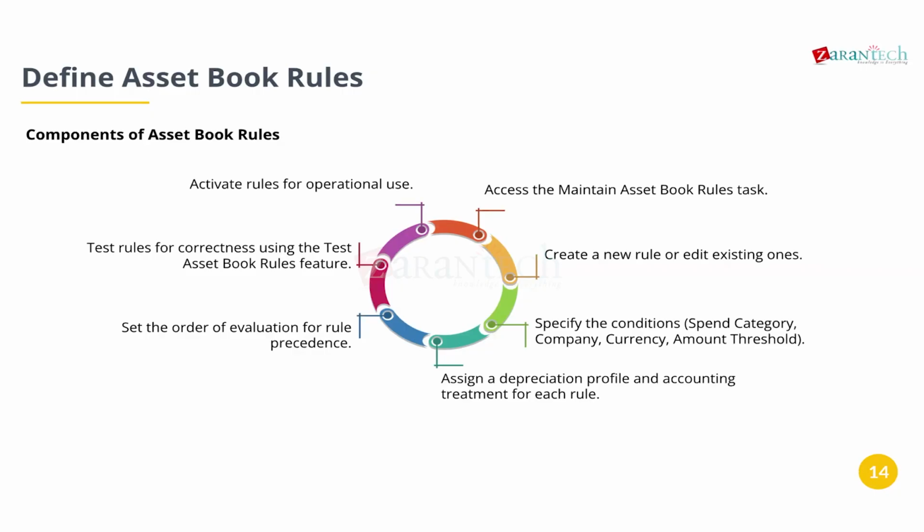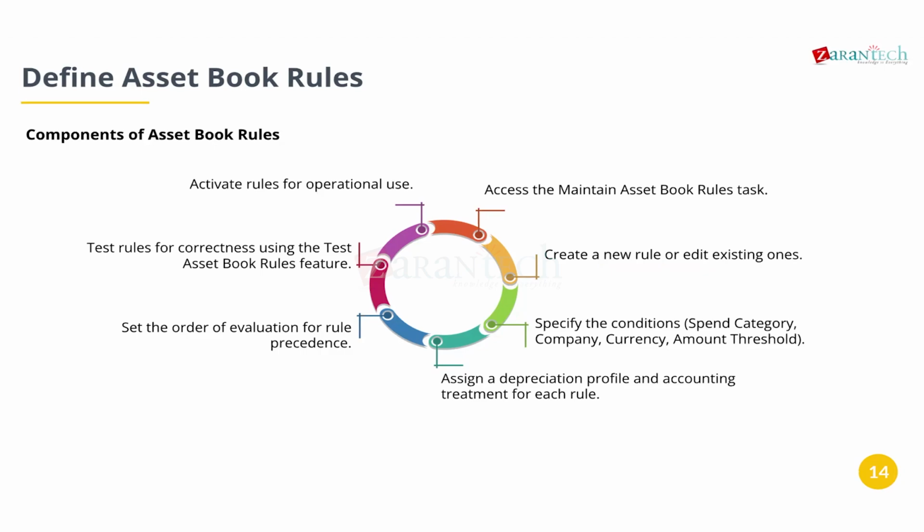Now, if you're thinking that you have four companies and you want to add another company, you will create a company. You will map a few accounting details over that same company. You will go to the asset book rules, you will do the maintain asset book, and then you need to add your new company over there, so that accounting will be derived accordingly for the depreciation and the events of the assets. We need to specify the condition: spend category, company.